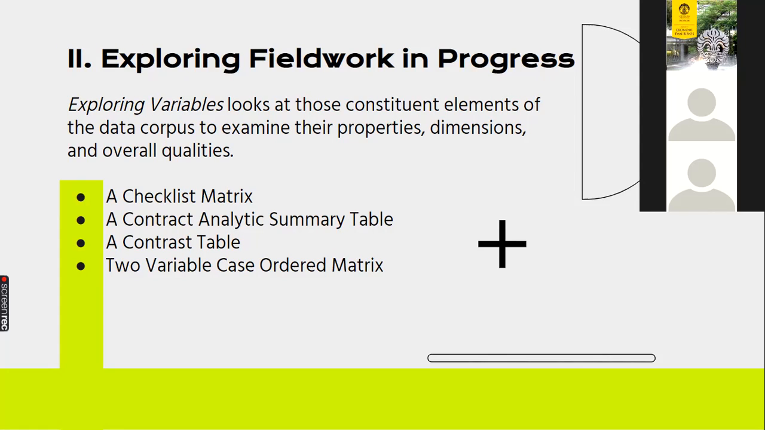Okay, so the second part of the exploration in qualitative data analysis is exploring variables. Sorry, there are some errors. Exploring variables looks at those constituent elements of the data corpus to examine their properties, dimensions, and overall qualities. So there are four forms to explore the variables. The first one is a checklist matrix. The second is a contrast analytic summary table. The third one is a contrast table. And the last one is a two variable case ordered matrix. Next slide.